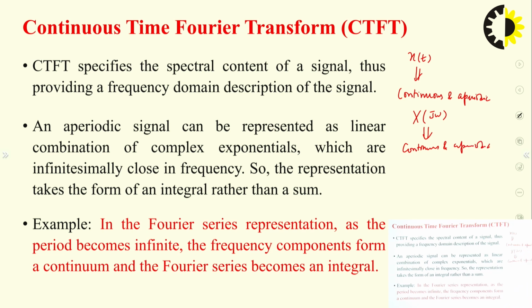Any aperiodic signal can be represented as a linear combination of complex exponentials which are infinitesimally close in frequency. So the representation takes the form of an integral rather than a sum. This is why we get the continuous signal. In the Fourier series representation, as the period becomes infinite, the frequency components form a continuum and the Fourier series becomes an integral. That is why we are using the integration sign here.